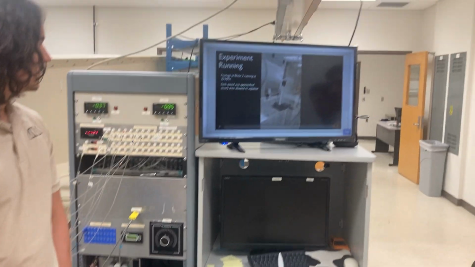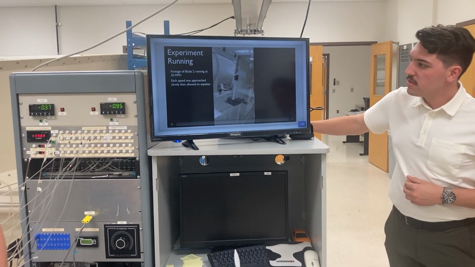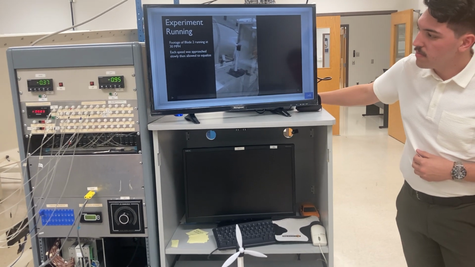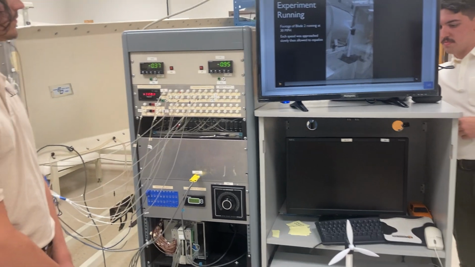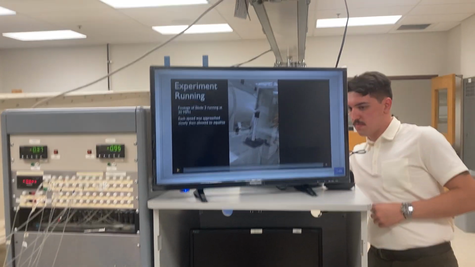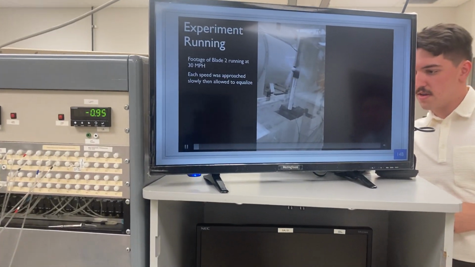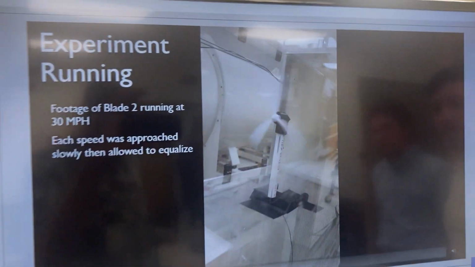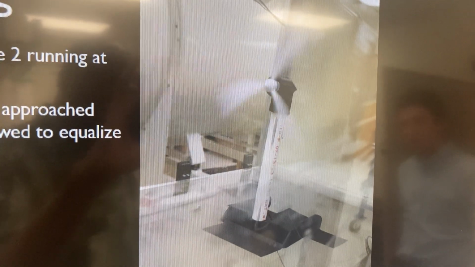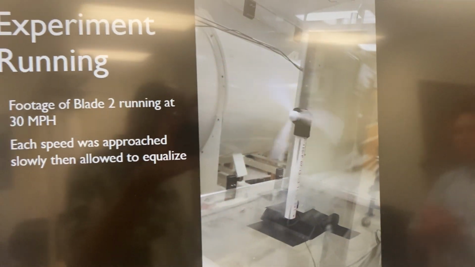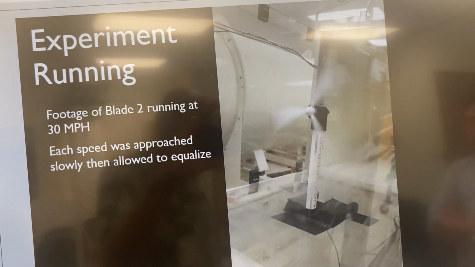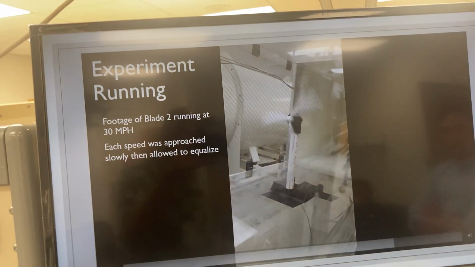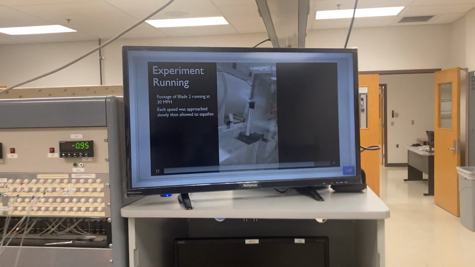So here we can actually see a video of the blades spinning. That was the most efficient blade running at 30 miles an hour. For each blade, we made sure to approach it slowly, just in case there was any unbalance in our blades, but they all performed very well. So we were able to get data up to 50 miles an hour for each.